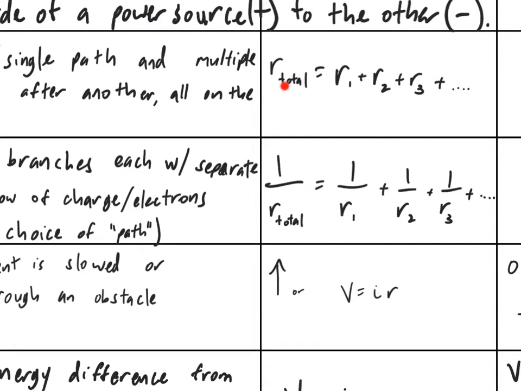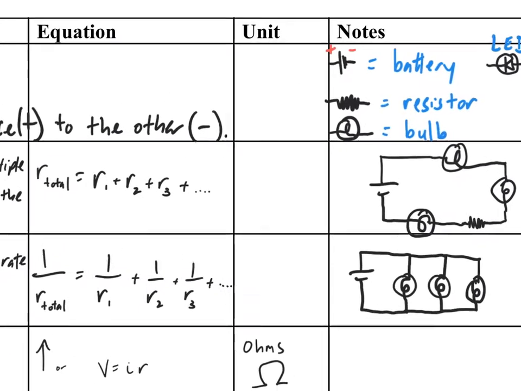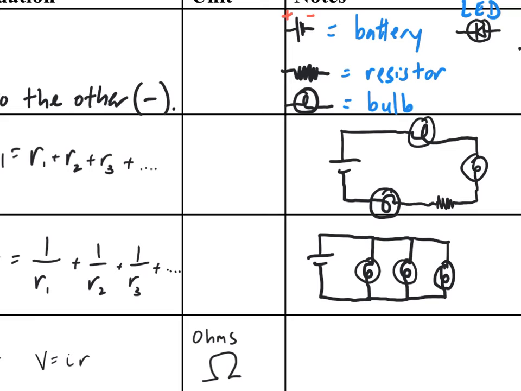So my total resistance is going to equal the resistance of the first component plus the resistance of the second component plus the resistance of the third component. Looking at our series circuit example up here, my first component would be this one. So let's say each bulb has a resistance of 1 ohm, and the resistor is going to have a resistance of 2 ohms. So I'd have 1 plus 1 plus 2 plus 1, which gives me a total resistance of 5 ohms on my circuit.